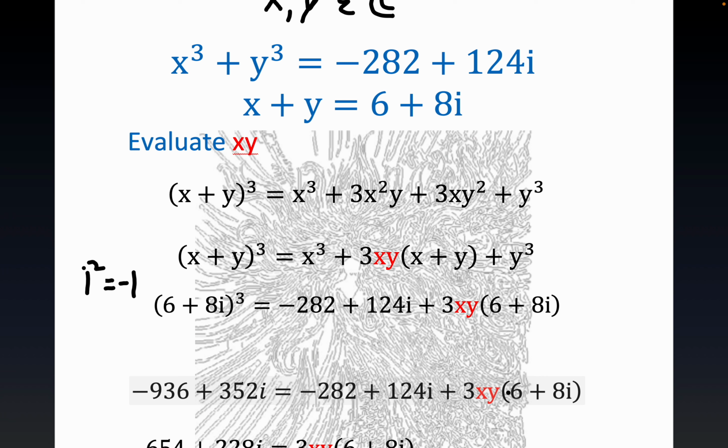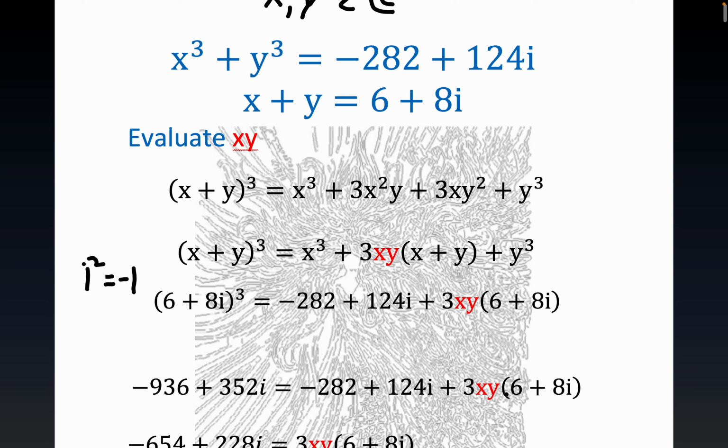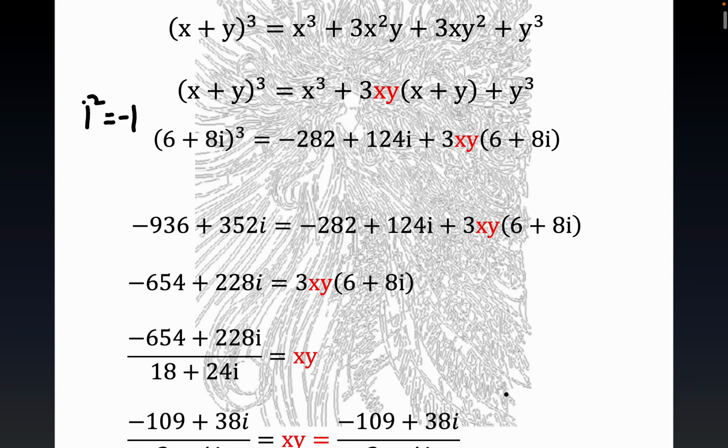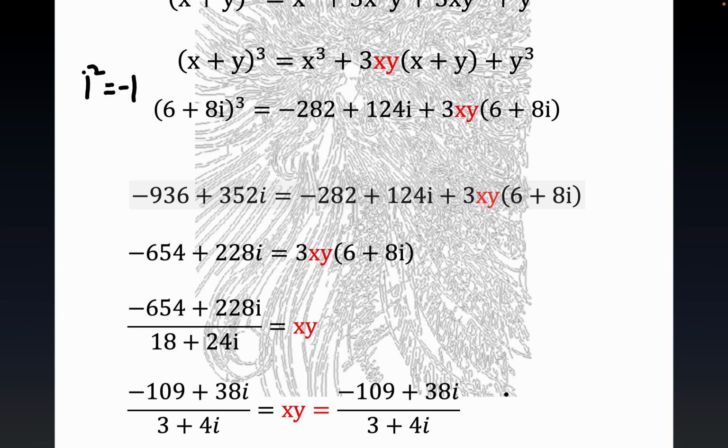And at this point, you can algebraically isolate xy, all right, which is what I did right here. Okay, folks? And again, some of the computations are omitted, quite a few of them, in fact, but the overall algebraic structure is all that really counts here.